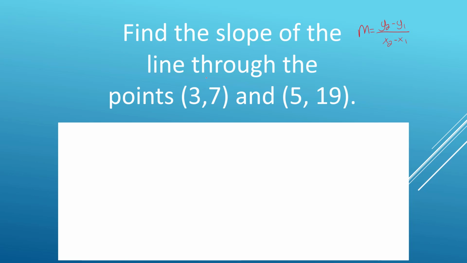And one of the things I tend to do is label an ordered pair. So I have my first ordered pair, my second ordered pair. I have an x, I have a y, I have an x, I have a y. This helps me keep track of what parts I'm putting into the equation.